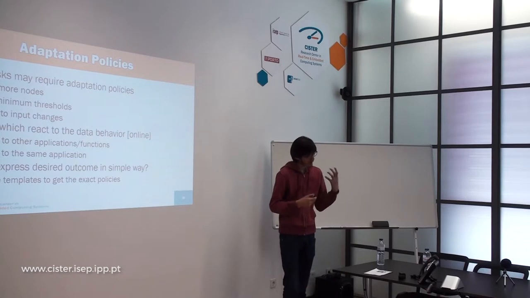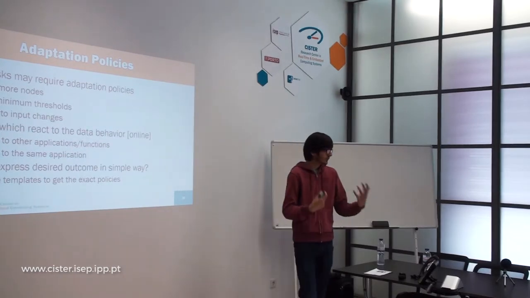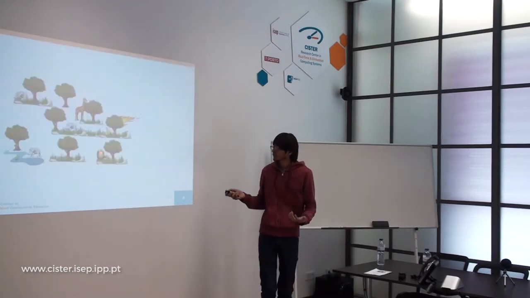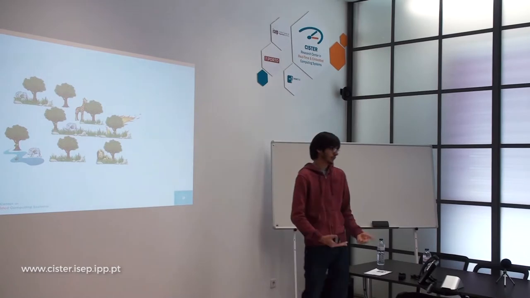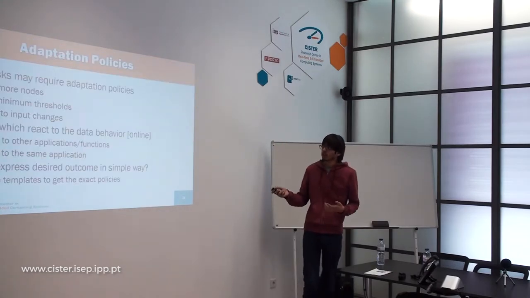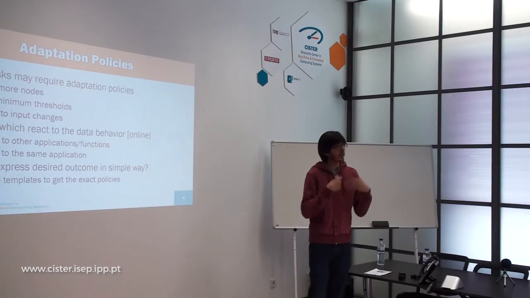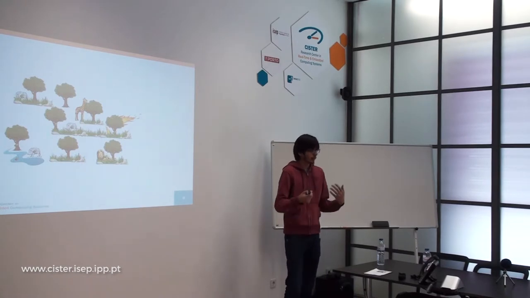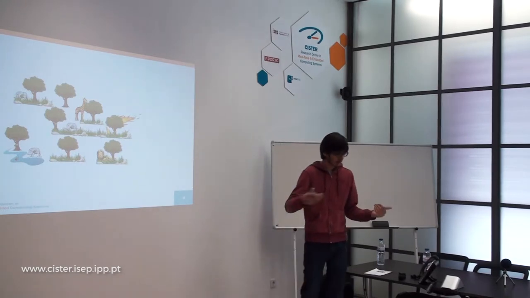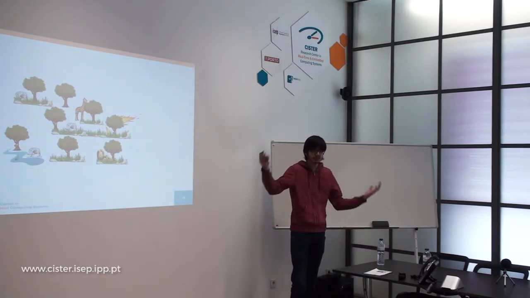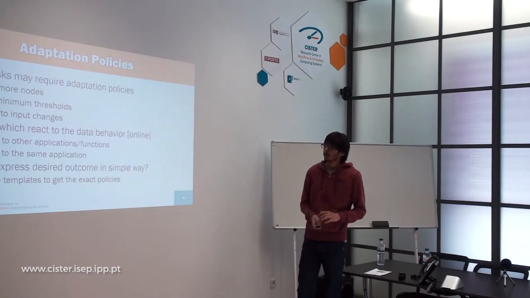The other thing is, your nodes and system should survive minimum thresholds, whatever those are. In this case, I should have the most latest GPS location of every animal whenever I want. So that's a minimum threshold. The other one is it should respond to the input changes. In this case, the input change is the fire. The activity was to track the animals, but when the fire happened, there was a new input to the sensors. But hey, there is a fire. So you need to respond.